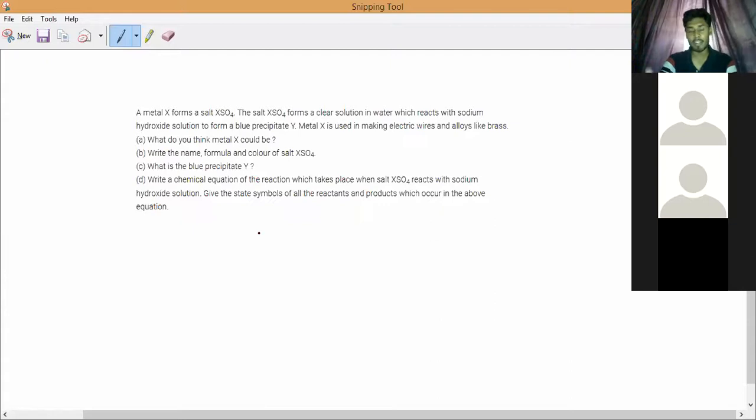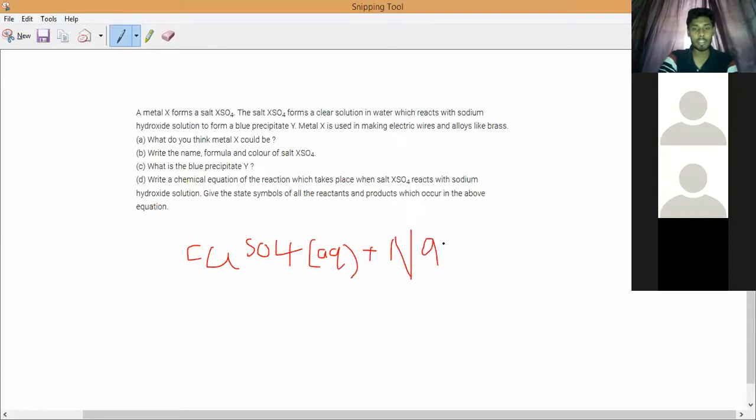As we know, this is a double displacement reaction as well as a precipitation reaction. Is it yes or no? If we take CuSO4, what is the state? It is dissolved in water, so it is in aqueous state. It is reacting with a base called sodium hydroxide. What is the state of sodium hydroxide? Aqueous state only.